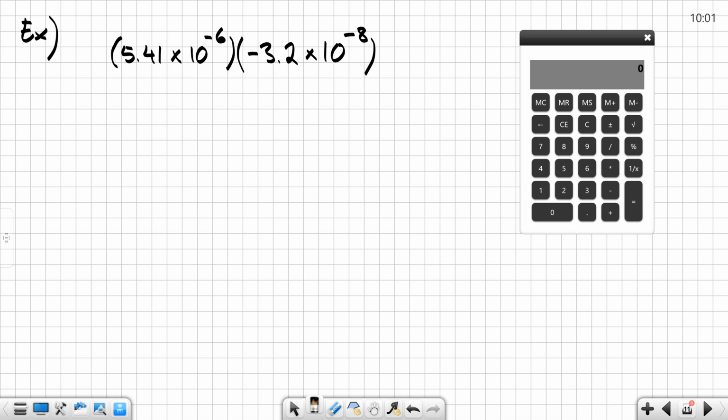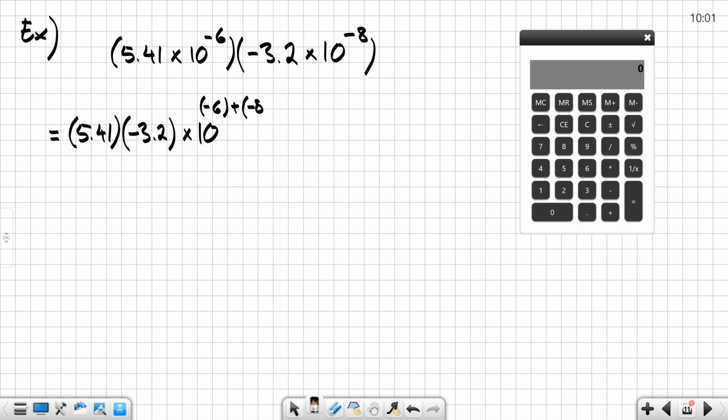5.41 times 10 to the negative 6 multiplied by negative 3.2 times 10 to the negative 8. So what I will have to do here is this. I take 5.41 and I multiply this with a negative 3.2, and this will be the part I need my calculator for.